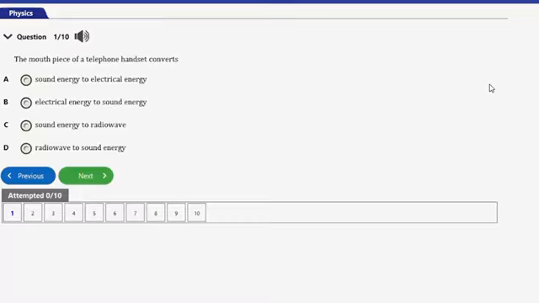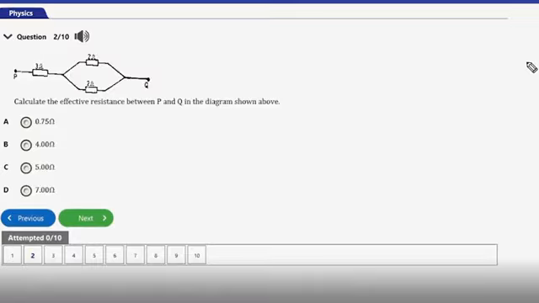In the mouthpiece of a telephone handset, you have sound energy coming in, and then this sound energy will be transmitted into that and then converted to an electrical form of energy which the handset can integrate. So option A is the answer to this question. Let's go ahead and consider the next question, question number 2.